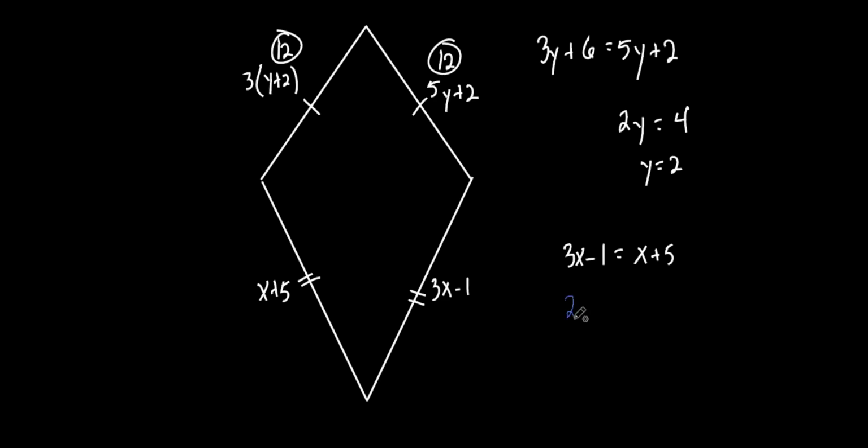Subtract an x, 2x, add a 1, 6, divide by 2, 3. See it, 3 plus 5 is 8. So that's 8. Of course, this would be 8 as well. If you wanted to, you could plug it in. 3 times 3 is 9, minus 1 is 8. That's 8 as well. That stuff's super easy now, isn't it? You've seen that a bunch.